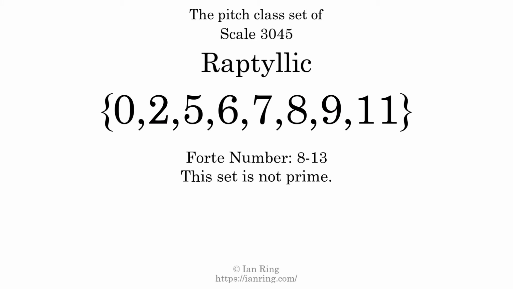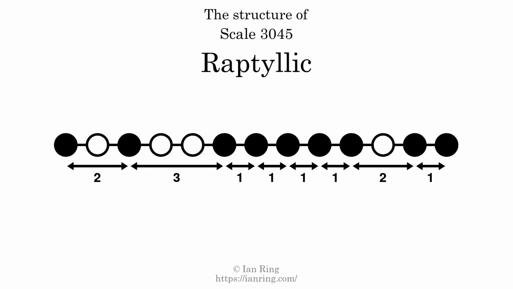The pitch class set for this scale is 0, 2, 5, 6, 7, 8, 9, 11. The Fort class is 8, 13. This set is not prime. The structure of a scale is a description of the interval distance between each successive tone. This scale has a structure of 2 3 1 1 1 1 2 1.